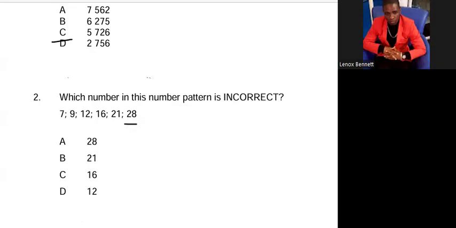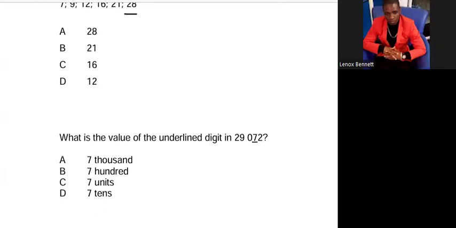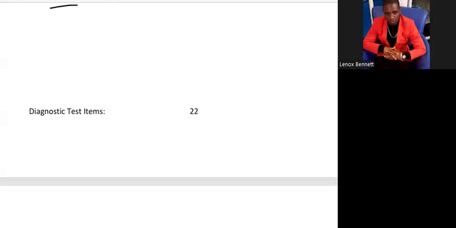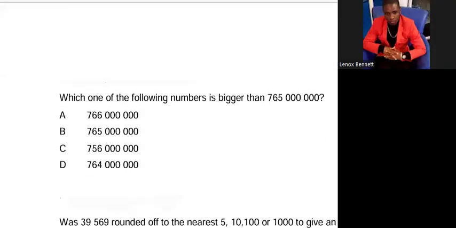All right, let's move on to the next one. What is the value of the underlined digit in 29,072? So 7 is underlined, that is in the tens, so that will be 7 tens. As I said, guys, it's a South African paper, but it's relatable to all worldwide, no matter which country.